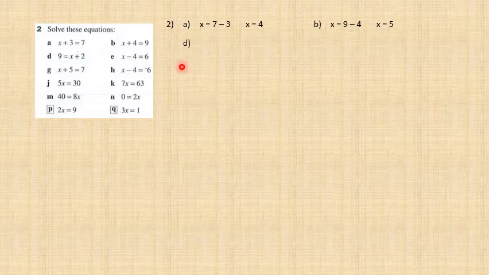And for question D here, I will make the inverse operation and balance. So 9 minus 2 equals x.